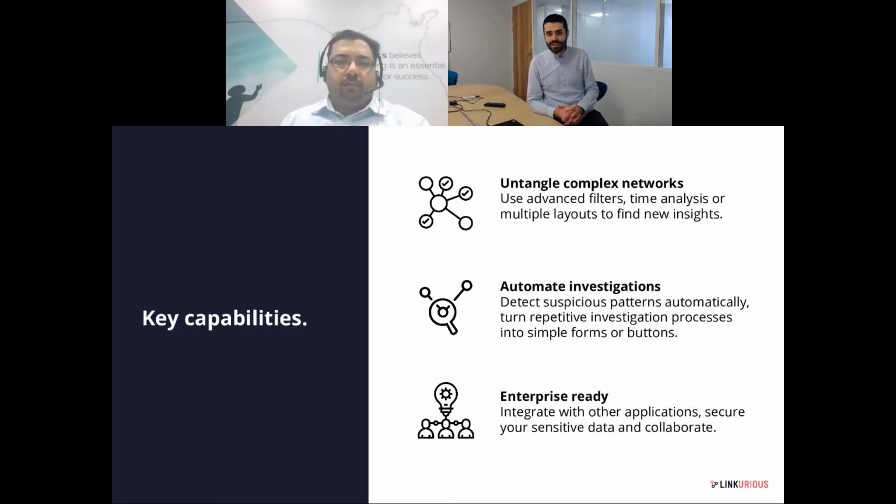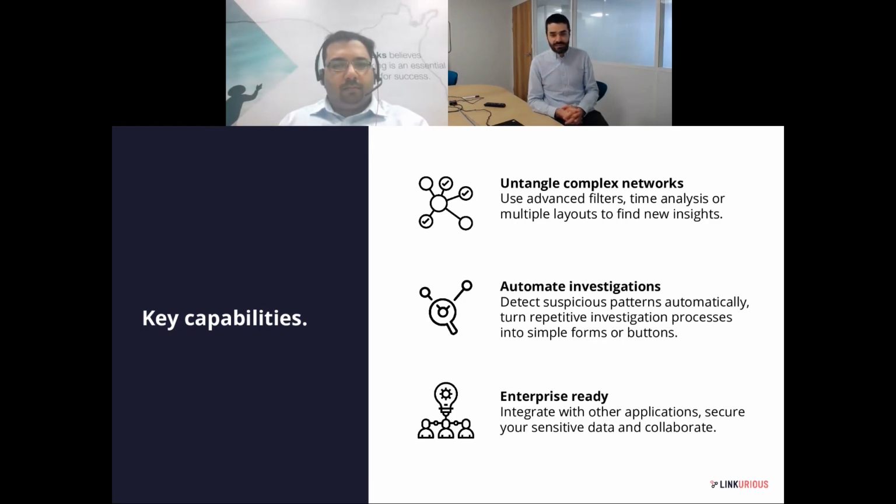There are really three key capabilities that make Linkurious Enterprise so effective in terms of AML investigations. The first one is that with the investigation UI, it becomes possible for any analyst to untangle complex networks. So you can use filters, temporal analysis, geospatial analysis to dive into complex webs of relationships and find the critical insights that you need to make compliance decisions.